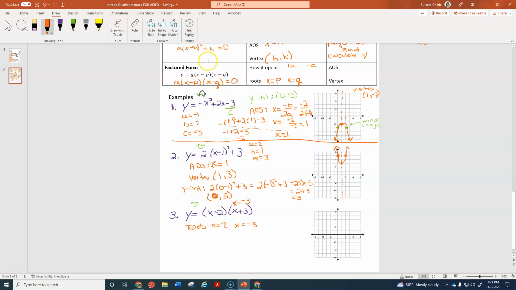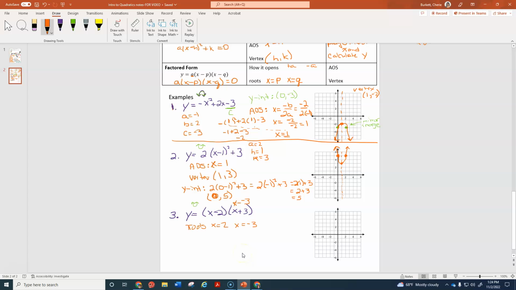And by the way, there's nothing special about p and q. Some people put a and b right there. Some people put r1 and r2 to stand for roots. It doesn't matter. The p and q is, I think, just more used than some of the other ones, but don't get caught up on the p and the q. It could be another letter that you see there. It just means that it's the roots.